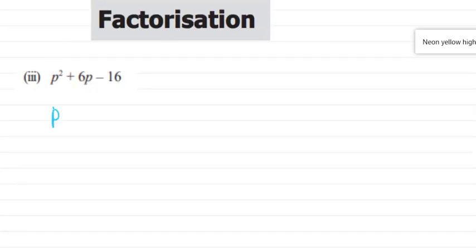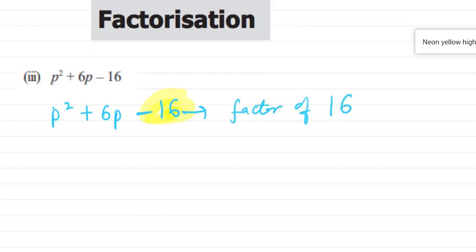Now I have taken another question. In this, what if the sign is negative in the third term? So you see here this is 16. Now what do we need here? We need the factors of 16. But here you see the minus sign is there. So factors of 16 whose difference. If a minus sign is there, that means you have to find the difference. The factors of 16 whose difference is equal to 6, that we need here. Minus means difference.